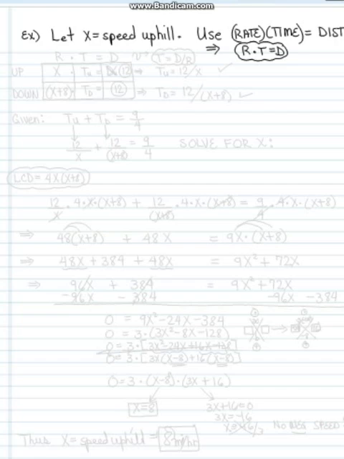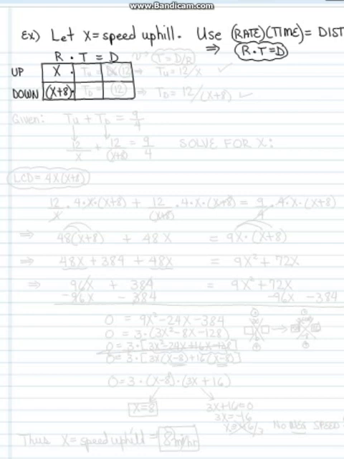Okay, here's our table. We're just going to have two rows. One row will be up the hill, and the other will be down. And across the top, rate times time equals distance. Since x is the rate of speed uphill, we can put an x here. And we're also told that he goes 8 miles per hour faster downhill, so the rate of speed downhill is x plus 8. Times, well, I'm not sure about time.